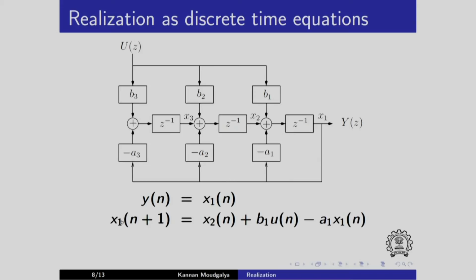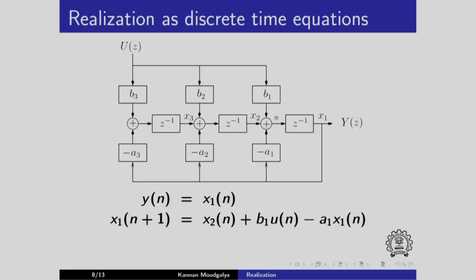Now I will write an expression for x1 of n plus 1. What is x1 of n plus 1? Remember, this is x1 of n. So here I need to have x1 of n plus 1. When I have x1 of n plus 1, send it through a delay, I get x1 of n. So x1 of n plus 1 is nothing but x2 of n, it comes from here. So I write it here. Then I have b1 of u of n, I write it here, and then minus a1 times x1 of n.